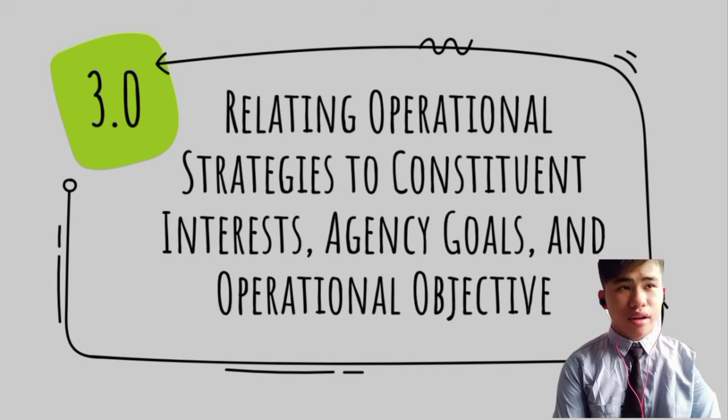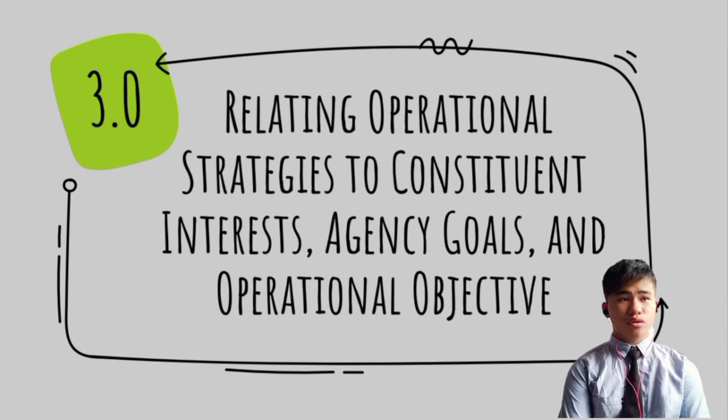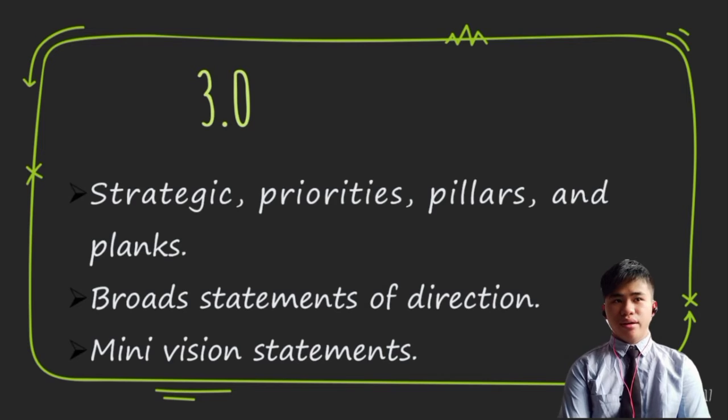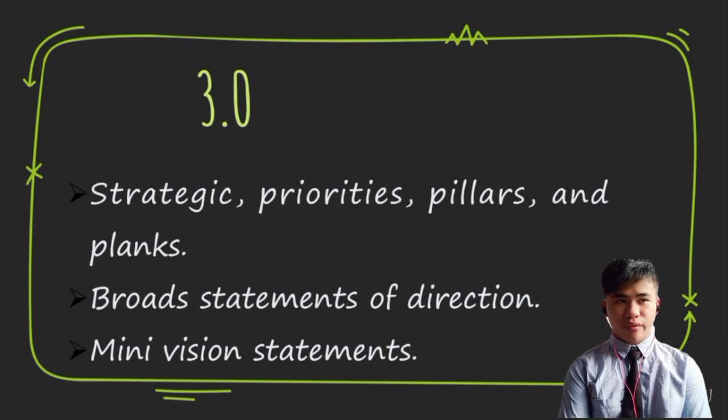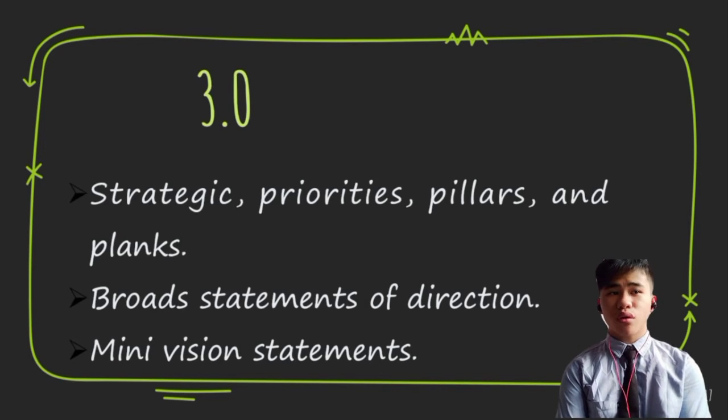Task 3. Relating operational strategy to constituent interests, agency goals, and operational objective. Strategic priorities, pillars, planks, objective. They are all the same thing. Whatever you call them, they are a critical component of your plan. For this white paper, we are going to call them strategic objective.